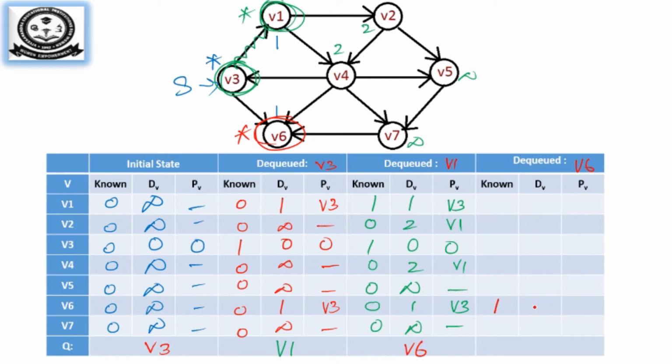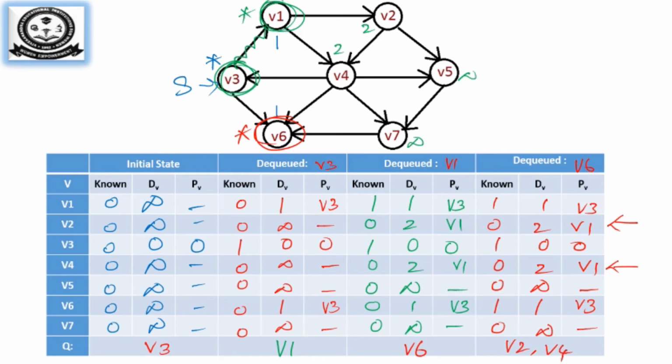So 1, 1, V3. So the rest of the table will be the same. So you will have V3, 0, 2, V1, 1, 0, 0, 0, 2, V1, 0, infinite, minus and 0, infinite. Now among the vertices, which is minimum? You can see there is 2 here and 2 here. 2 vertexes are having the same thing. So you will choose in alphabetical order. So you will push it in the queue. So it is going to be V2 and it is going to be V4. Both are having the same distance. So you will have V2 and V4 together.